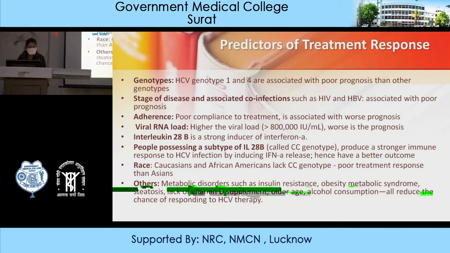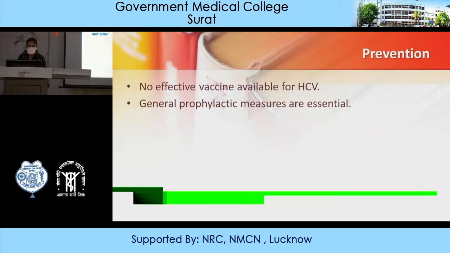Among others, metabolic disorders such as insulin resistance, obesity, and metabolic syndrome, then lack of vitamin D supplements, older age, and alcohol consumption reduce the chance of responding to HCV therapy. In prevention, no effective vaccine is available for HCV. General prophylactic measures are essential.